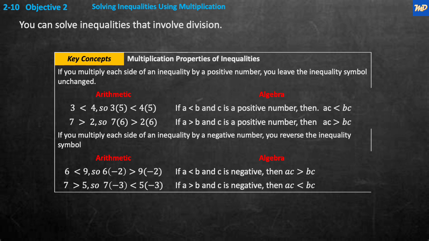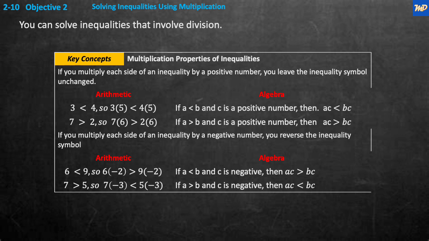Numerically, it looks like 3 is less than 4, so 3 times 5 is less than 4 times 5. 15 is less than 20. 7 is greater than 2, so 6 times 7 is greater than 2 times 6. So 42 is greater than 12.